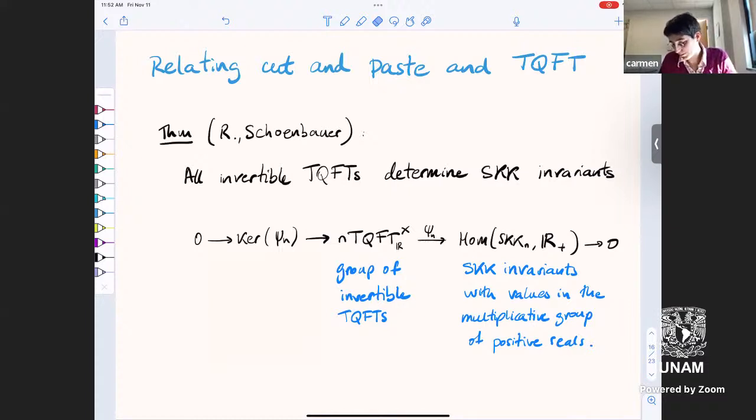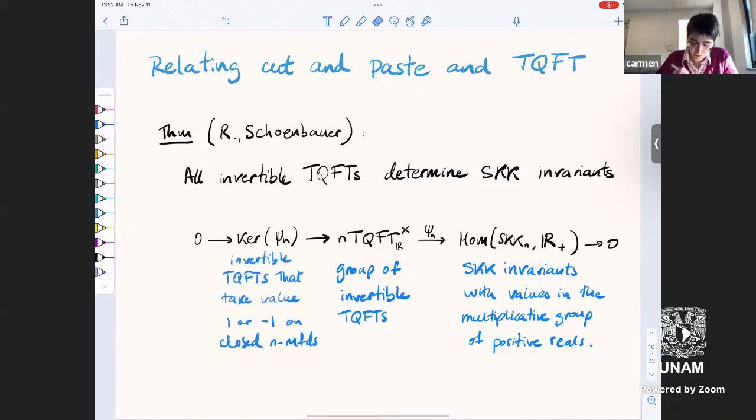There may be other choices, but we chose to work with R as our ground ring. So it's a good idea to have the invariant take values in this multiplicative group of positive reals. And then, it's an exact sequence. This has a kernel. What is the kernel? Well, it is actually what you could think it is.